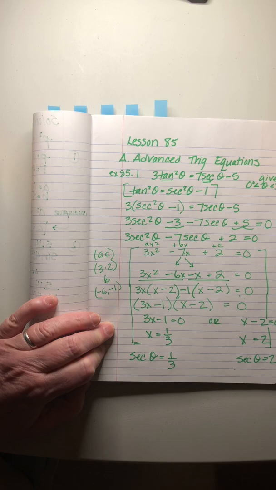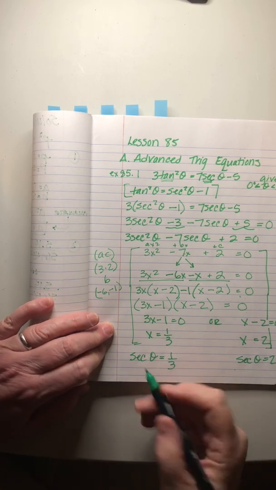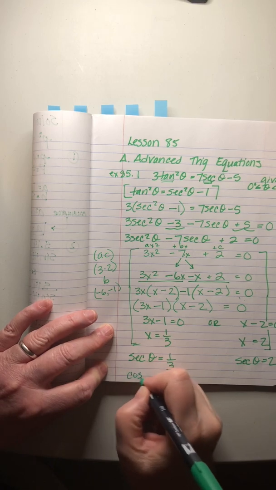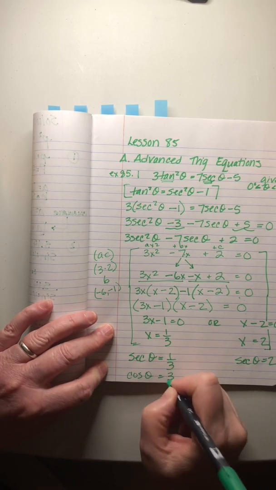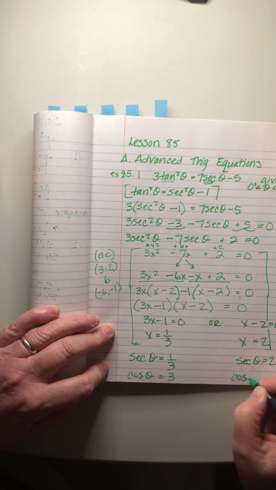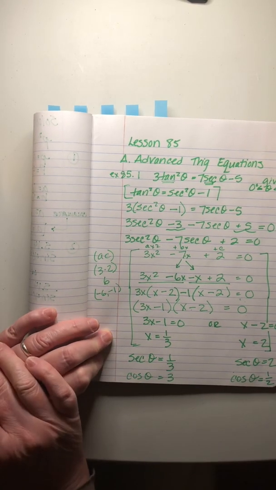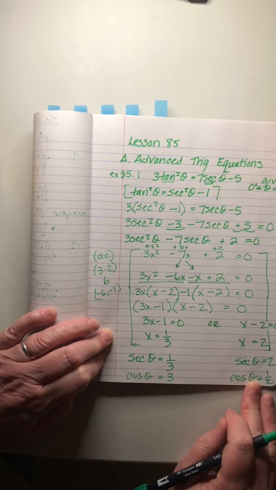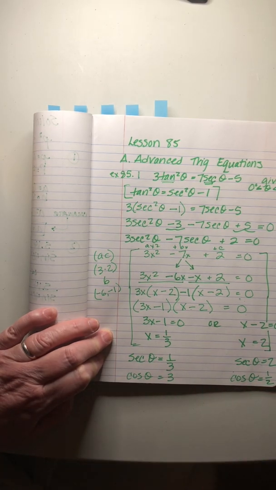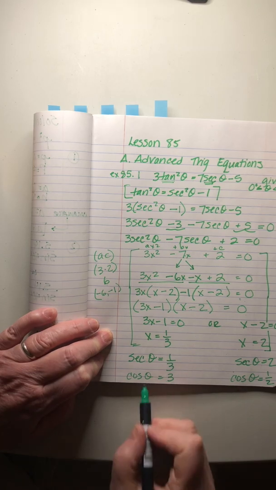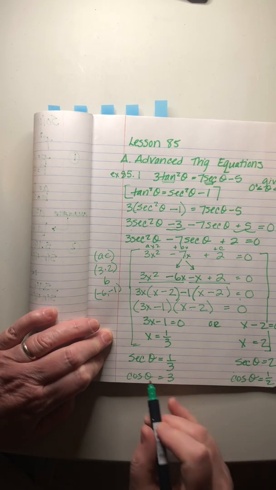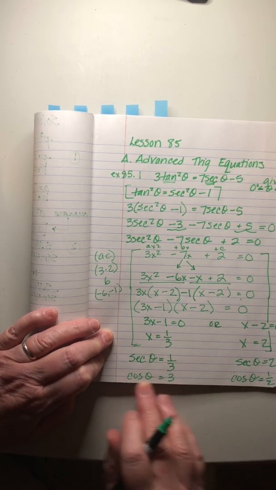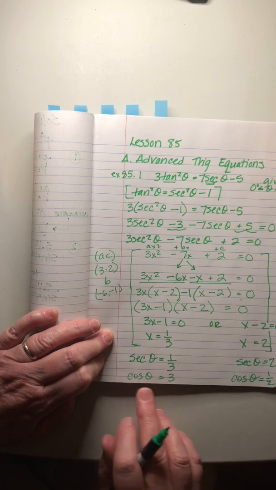Secant is equal to 1 over cosine, right? They're reciprocal. So that would mean the cosine of theta equals 3, or the cosine of theta equals 1/2, right? I just flipped those and changed the name. Does that make sense? So far, so good, right? Now, here's the problem. These look like good answers that we could take to our unit circle, but this doesn't look right to me, and there's a reason for that.